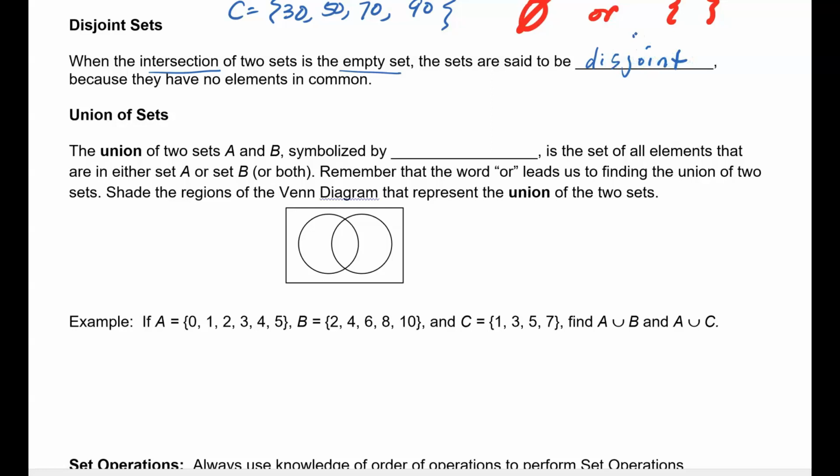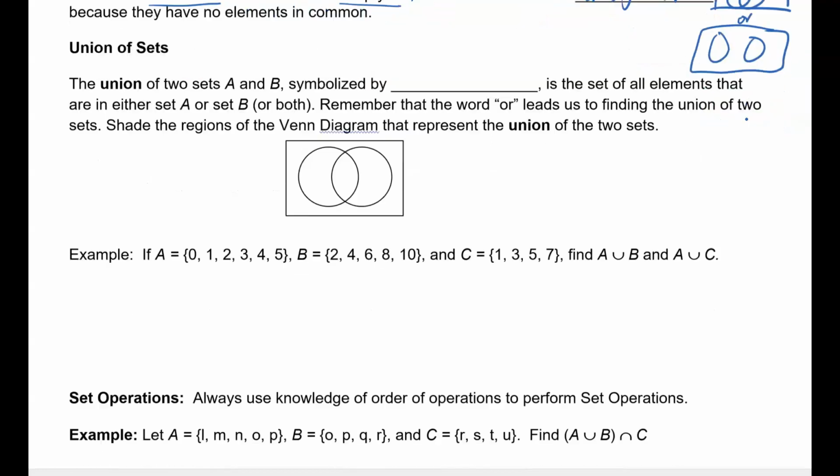And disjoint sets, you can even draw on a picture. You can show a Venn diagram where there's nothing in between, or you can draw disjoint sets as completely separate circles if you want, because there's nothing in common. Okay, and so next we're going to talk about union.